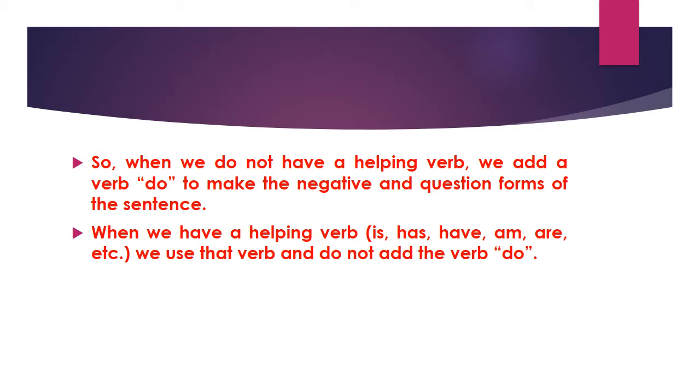So, as I said in the previous slide, this is a quick summary. When we do not have a helping verb, we add verb do to make the negative and question forms. Do or does, of course, depending on the subject. I, you, we, they do. He, she, it does. When we have a helping verb, those are the little verbs in a sentence, is, has, have, am, are, etc., we use that verb and do not add the verb do.